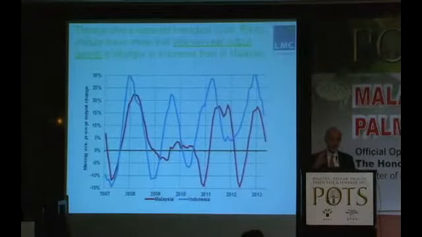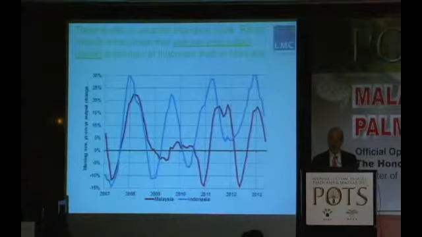So the biological cycle is turning down when the seasonal production, which I showed you just before, is picking up in the second half year. So to some extent they move against one another.